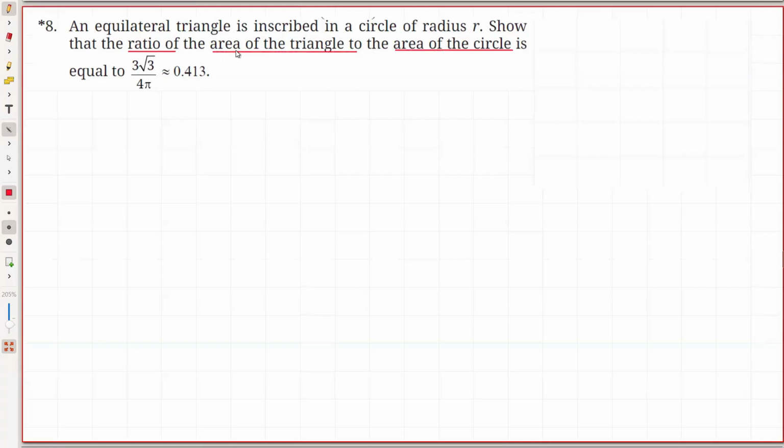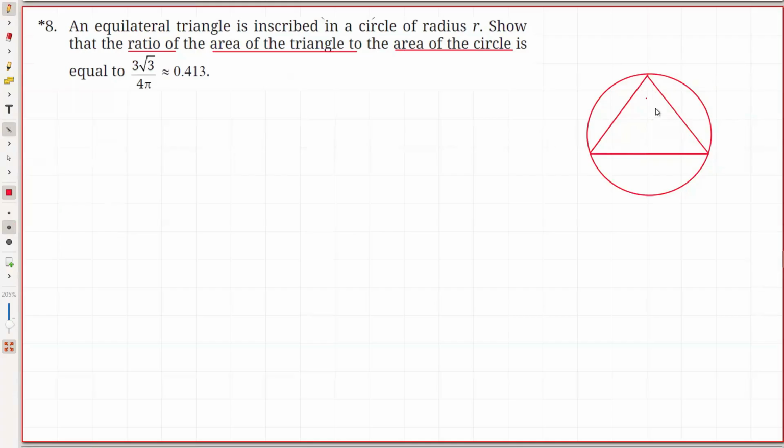So we have to find the area of the triangle and the area of the circle, then take the ratio. So we have to get this answer. Once again, an equilateral triangle is inscribed in a circle. I am just taking this as an equilateral triangle. Equilateral triangle means all the angles will be 60 degrees. So each angle will be 60 degrees.